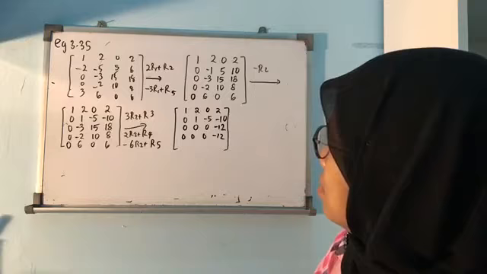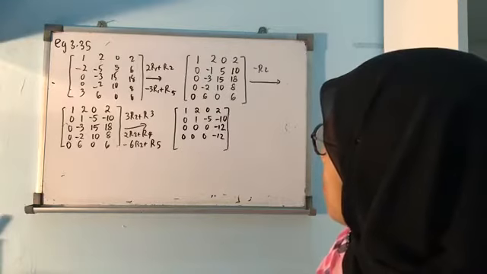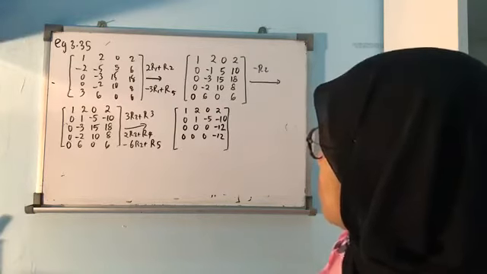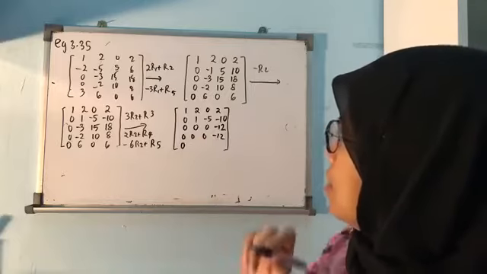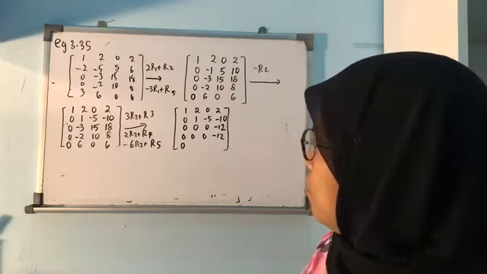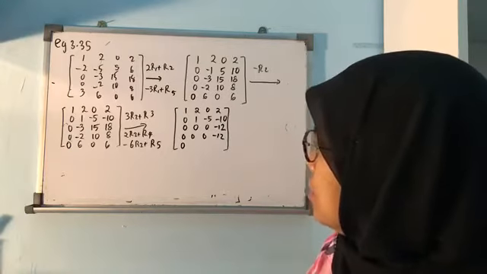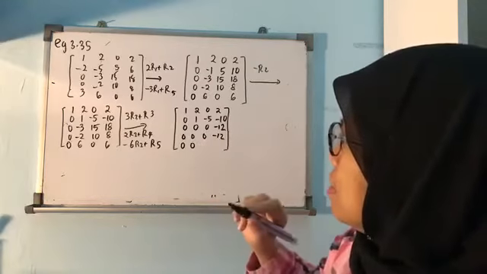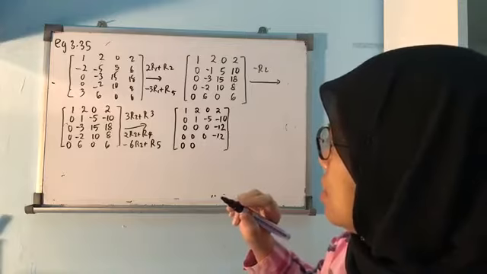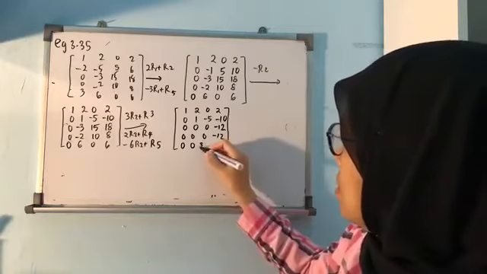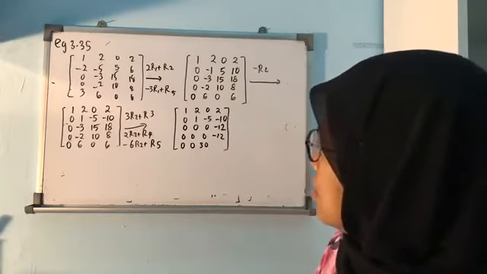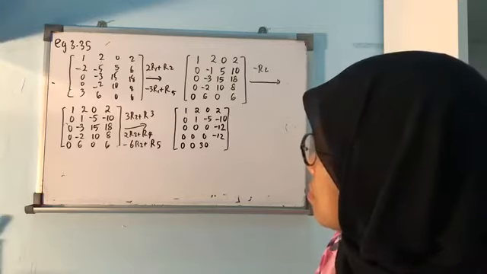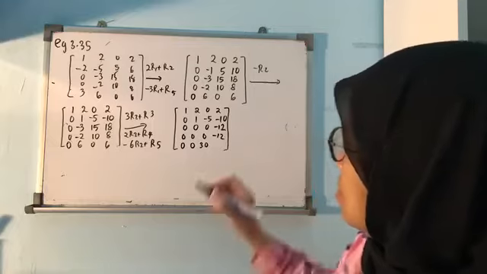Negative 3R1 plus R5. Okay. Negative 6R2 plus R5. Negative 6, 3, 0. Okay. 6, 6, right?